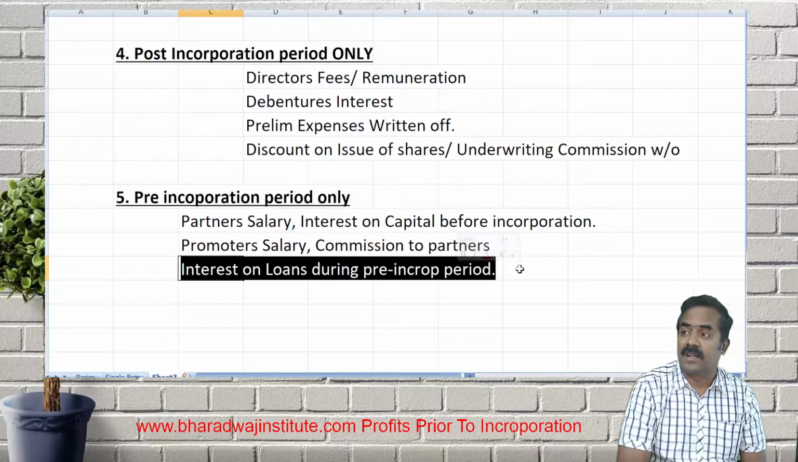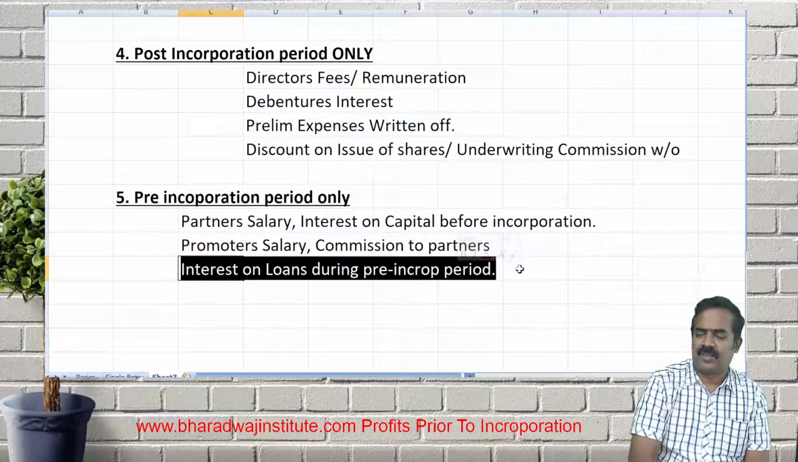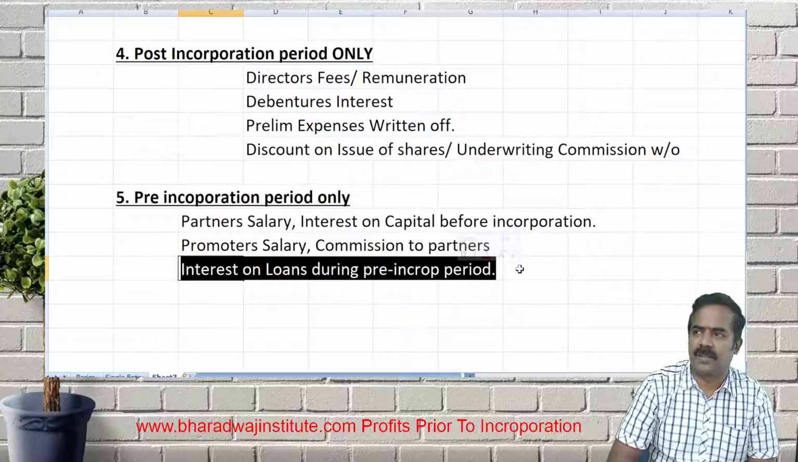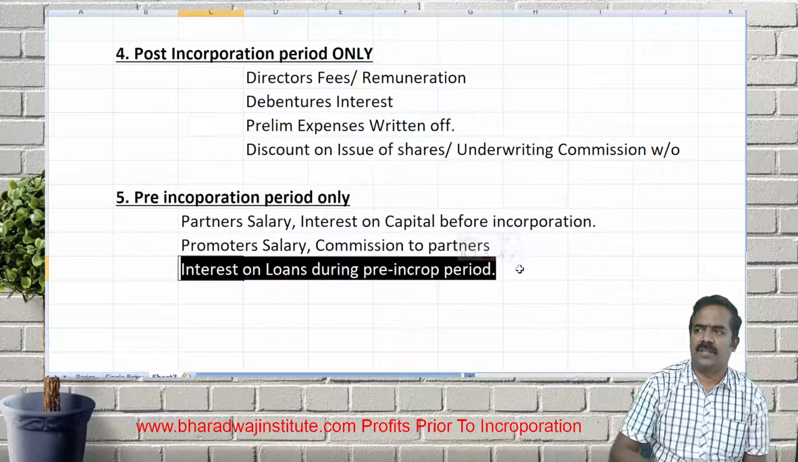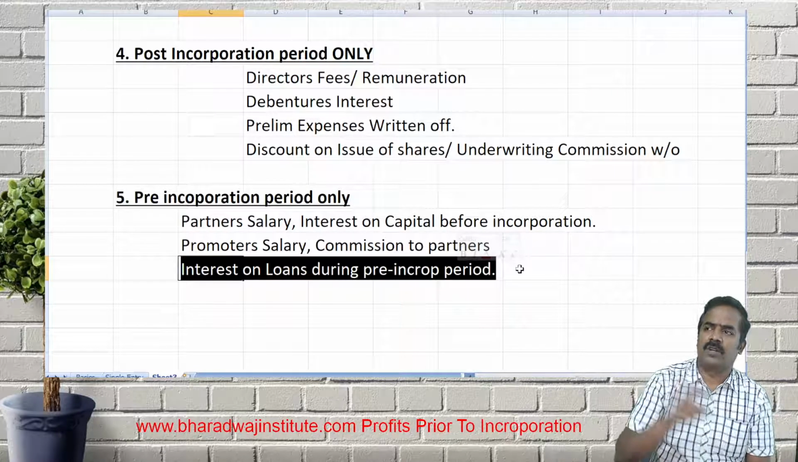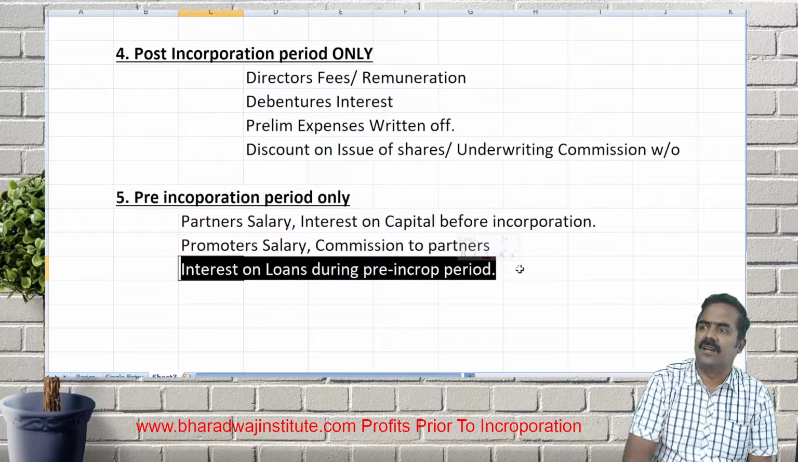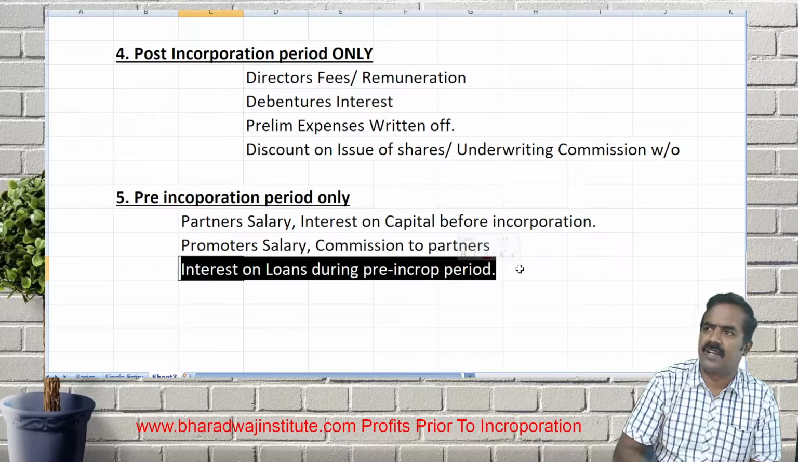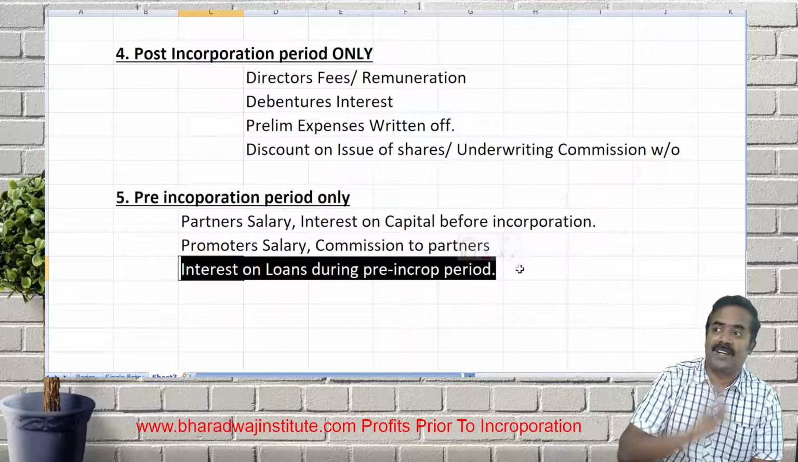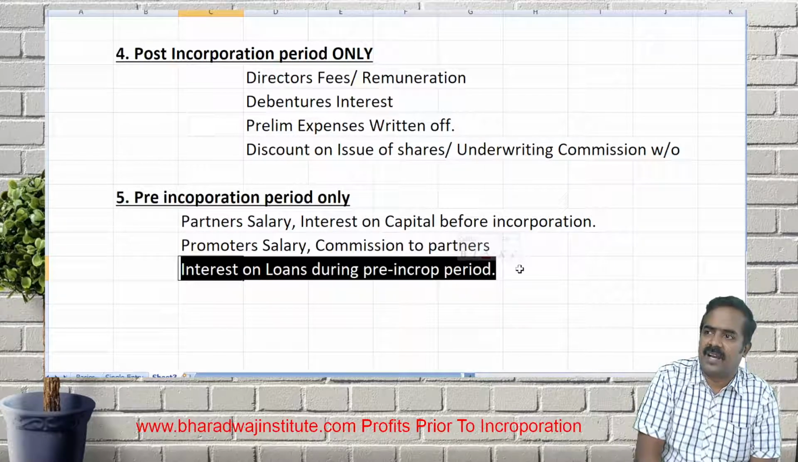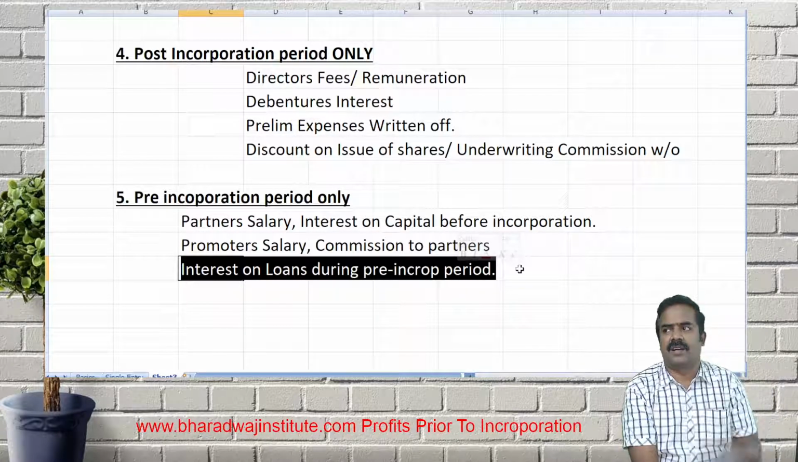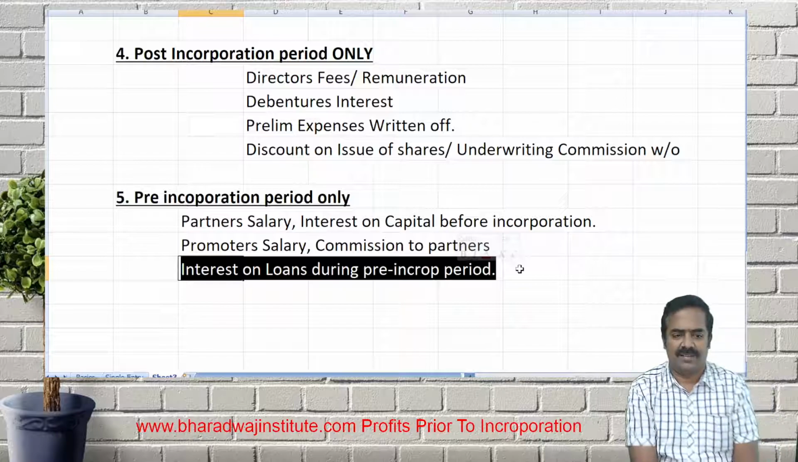Promoters might get some salary to take care of the business. For example, if you appoint somebody else, you have to pay salary. Say 5 or 6 promoters are there, and one of the promoters may be asked to take care of the business till the company is incorporated. For that, salary can be paid. Only profit cannot be taken, but in the form of fair market salary, they can take it.